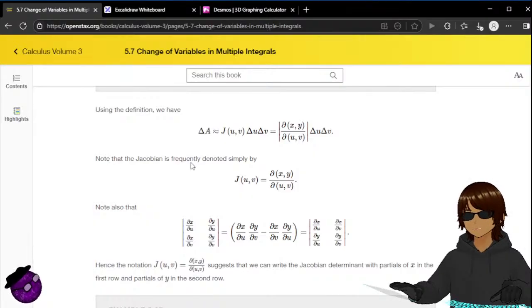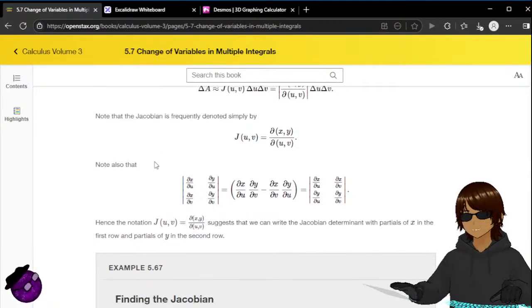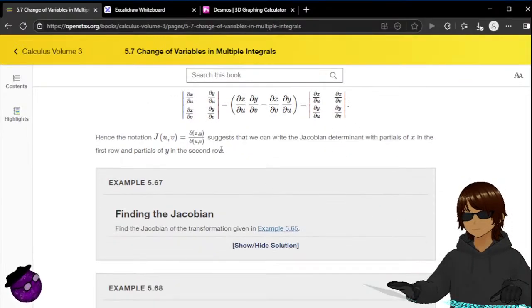Note that the Jacobian is frequently denoted simply by this. Note also that this is by definition of determinant: this times this minus this times this. Hence, the notation suggests we can write Jacobian determinants with partials of x in the first row and partials of y in the second row.